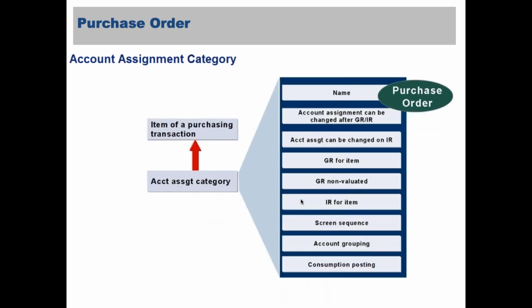So the account assignment category will be related to each item of a purchasing transaction. Okay, so that will determine whether GR is possible for that particular item, whether invoice is possible for that item, and what account grouping will determine, what GL I should post it to, all those related things.